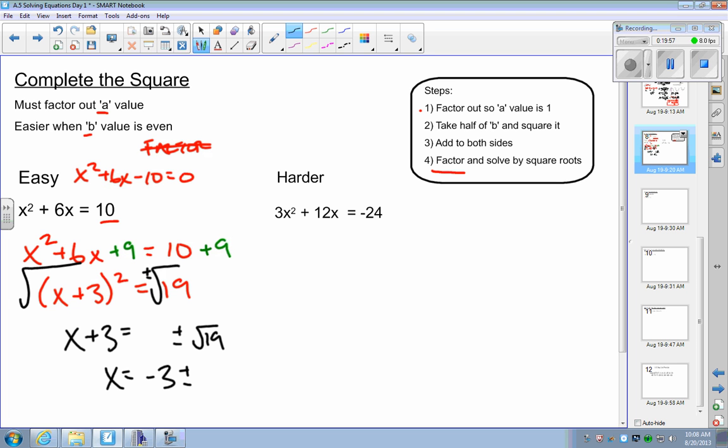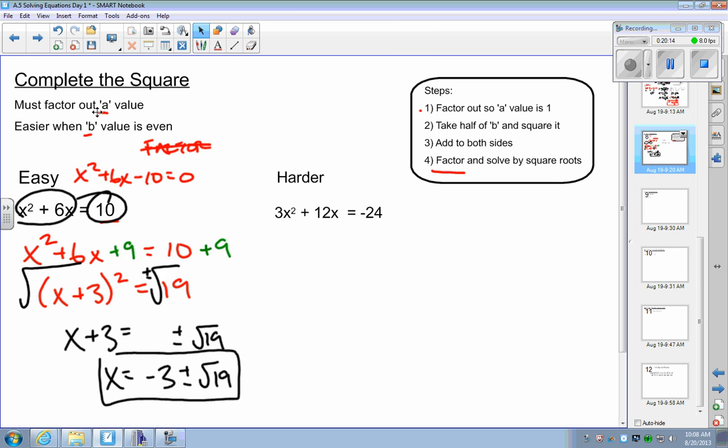Move that over, and those are your solutions. You check it in the calculator. If you threw this into y1, you plug those in, you should get a 10, not a 0. Okay, so just keep that in mind.